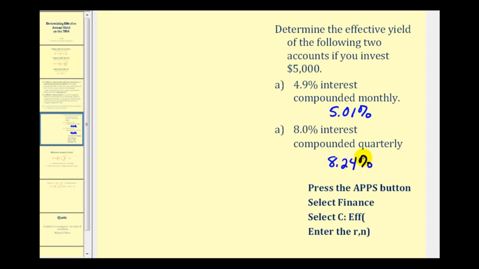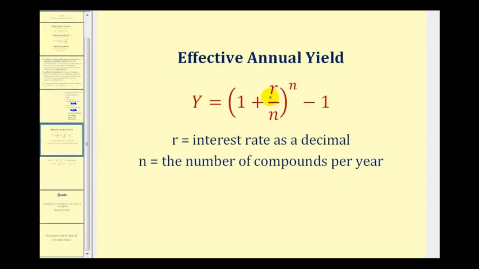So as you can see, it's a pretty straightforward process. But remember, one of the main differences is in the formula, we express the rate as a decimal, and on the calculator, we enter it as a percentage.